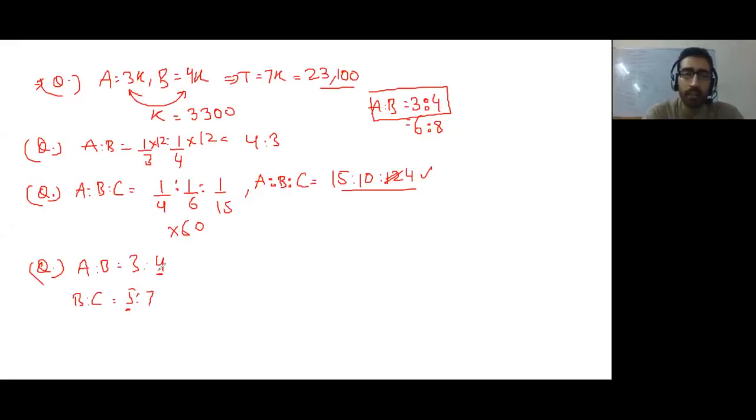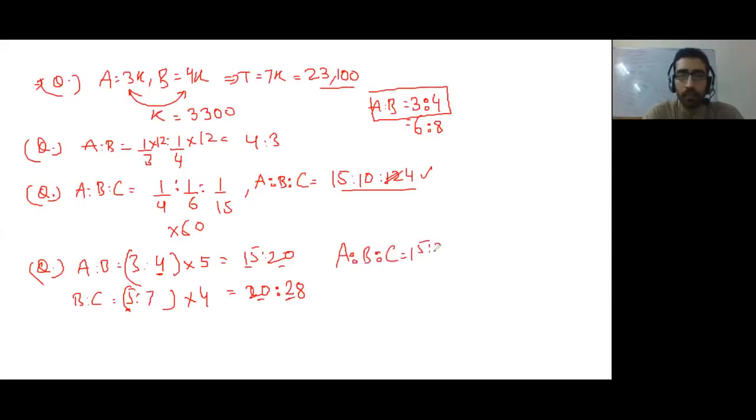Convert 4 and 5 both into 20, by multiplying both the values in A and B with 5, and by multiplying both the values in B and C with 4. So A is to B becomes 15 is to 20, and B is to C becomes, of course, again 20, which was the idea of changing this. And since B is 20 in both parts, you can directly compare A and C and say that A is to B is to C must be 15 is to 20 is to 28.